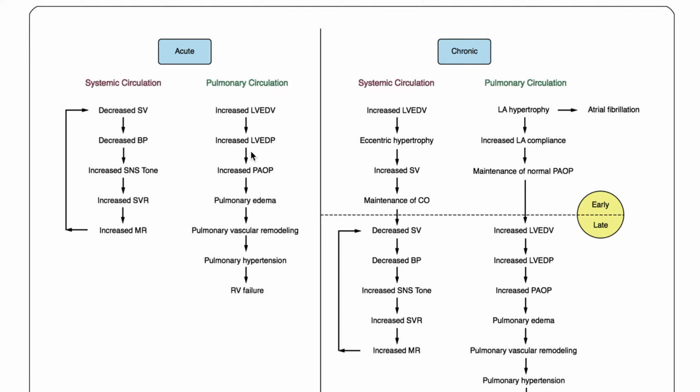In pulmonary circulation, an increased left ventricular end diastolic volume leads to an increased left ventricular end diastolic pressure, which increases the PaO2, which causes pulmonary edema, which leads to pulmonary vascular remodeling, pulmonary hypertension, and right ventricular failure. This is during the acute mitral regurgitation.